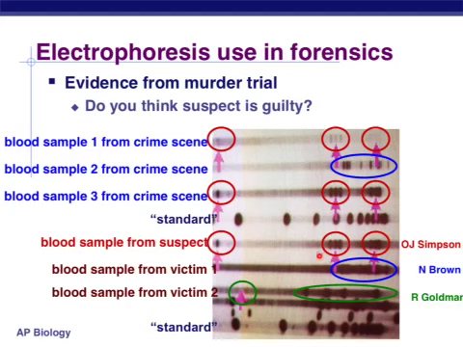And then here is blood from the suspect, in this case O.J. Simpson, and blood from victim number 1, which was his wife or ex-wife maybe, and then blood from victim number 2, which would have been Ron Goldman. And you can just see where the patterns line up. So O.J.'s blood here matches sample 3 from the crime scene and sample 1 from the crime scene, whereas Nicole's blood matches sample 2 from the crime scene. It doesn't seem like Ronald Goldman's blood matches any of these particular samples.